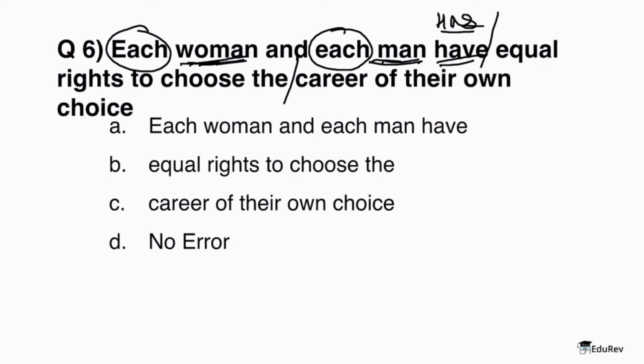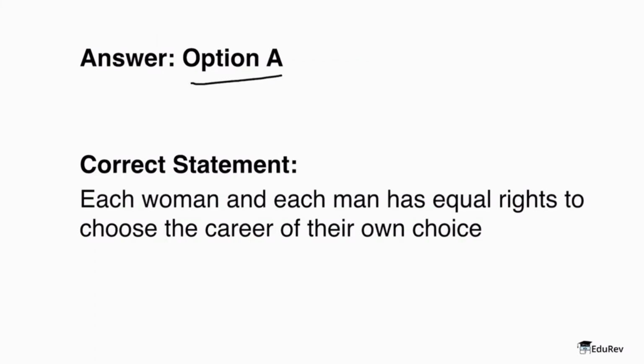So the correct option we have to choose is option A. And the correct sentence would be: each woman and each man has equal rights to choose the career of their own choice. See, the correct answer is option A, and the correct statement is once again each woman and each man has equal rights to choose the career of their own choice.